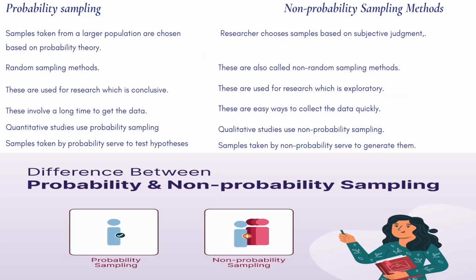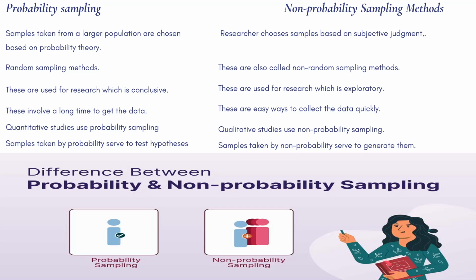Next, we are going to see the difference between probability sampling and non-probability sampling. In probability sampling, samples taken from a large population are chosen based on the probability theory, and in non-probability sampling, the researcher chooses the samples based on subjective judgment. Probability sampling is random sampling, and non-probability is non-random sampling. Probability sampling is used for research which is conclusive. Non-probability sampling is used for exploratory research.